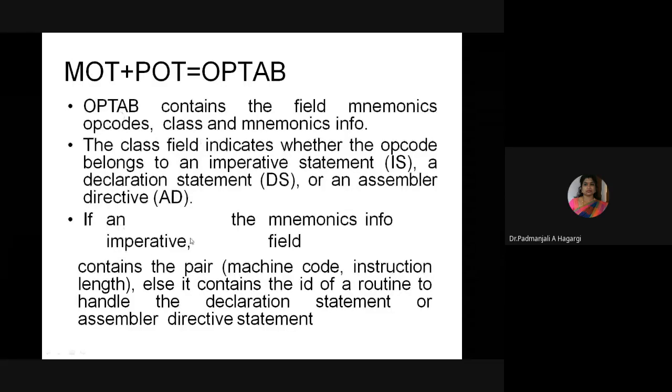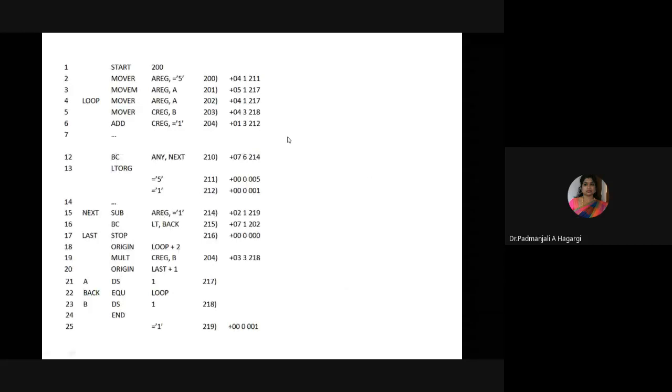If it contains the mnemonic information, the pair contains machine code and instruction length, else it contains the idea of the routine to handle the declaration statement or the assembler directive statements. So this is all about the generation of the operation table. How does the operation table look? Now this is also the same first example.